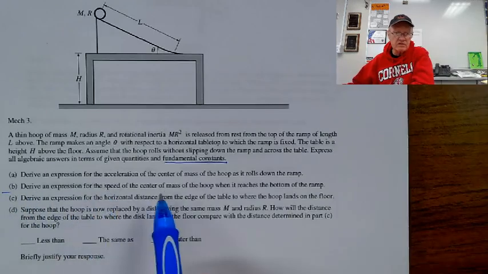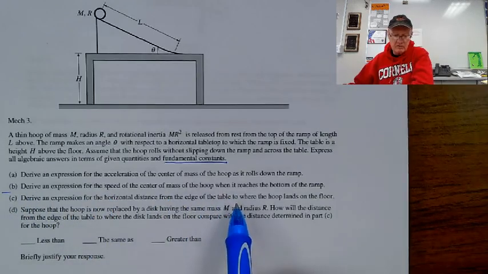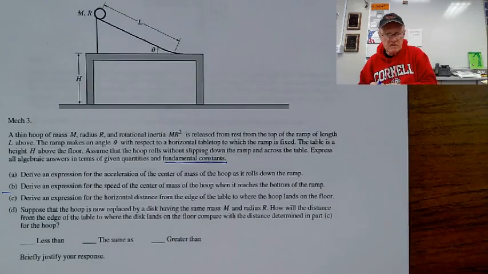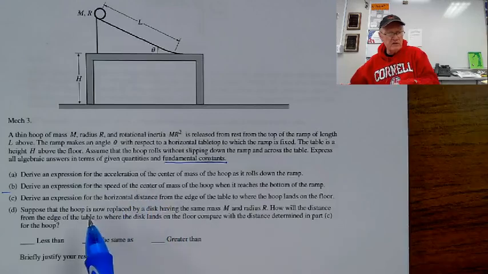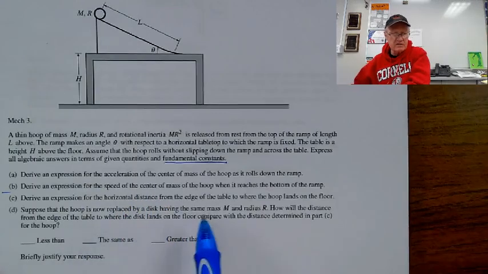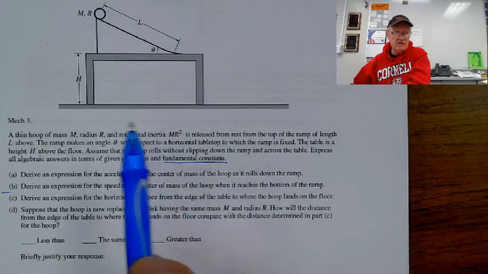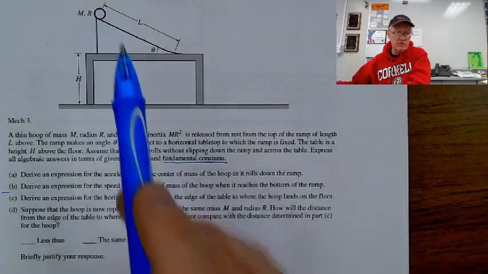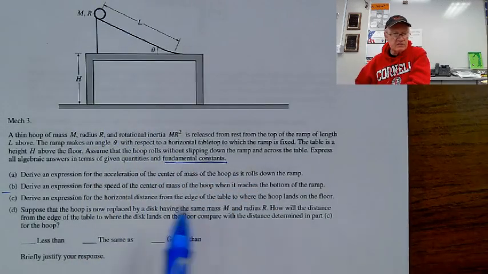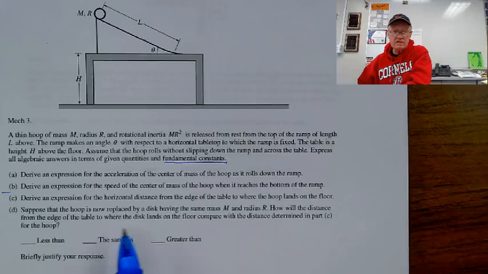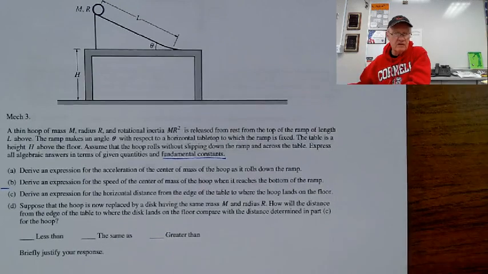Part C: derive an expression for the horizontal distance from the edge of the table to where the hoop lands on the floor. And then part D: suppose the hoop is now replaced by a disk having the same mass and radius r. So a disk is sort of solid all the way through. How will the distance from the edge of the table to where the disk lands on the floor compare with the distance determined in part C for the hoop? Less than, same as, greater than. It's the three bears. And then we need to justify our response on that.